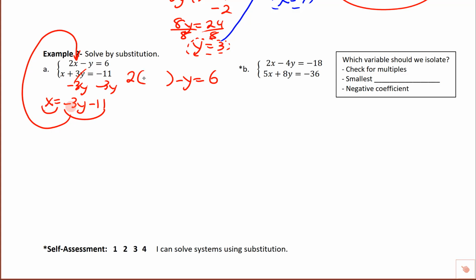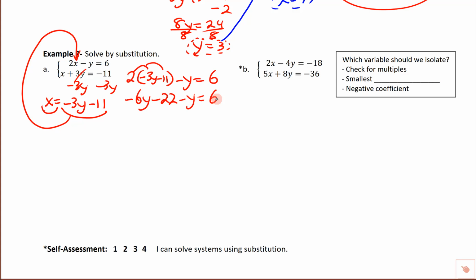So x is equal to negative 3y minus 11. Let me make that look a little bit better. Negative 3y minus 11. Now let's go ahead and distribute so we can solve this. It just so happens on this problem and the previous one, we end up solving for y first. That doesn't always happen. It just happens to be on this particular one.